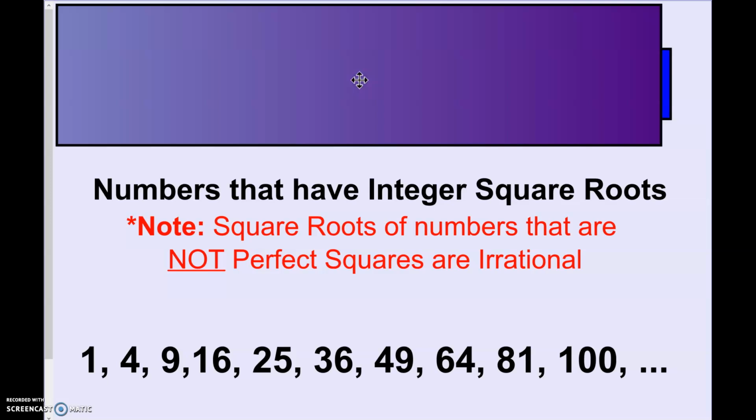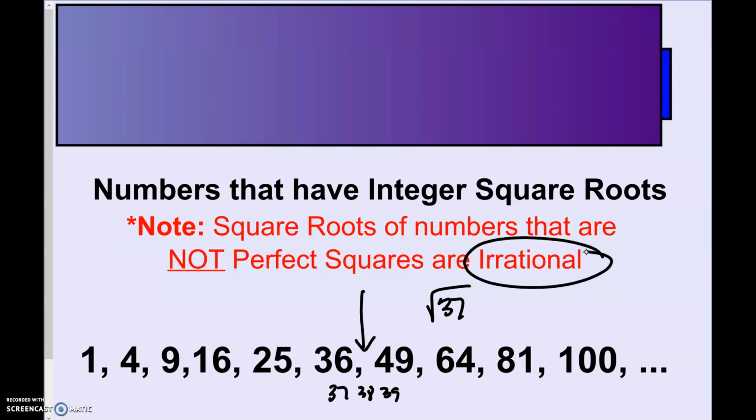So here are your perfect squares, because 1 times 1 gives you 1, 2 times 2 gives you 4, 3 times 3 gives you 9, 4 times 4. So these are all of your perfect squares. The non-perfect squares are these numbers in between here. So do you see how we're missing 37, 38, 39, and so on? So the square root of 37 is an irrational number because it does not come out to be a nice perfect square root. So the square root of 100 is 10. So 100 is a perfect square, 37 is not.